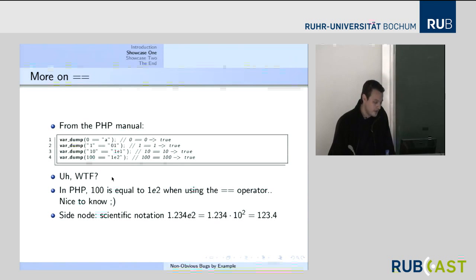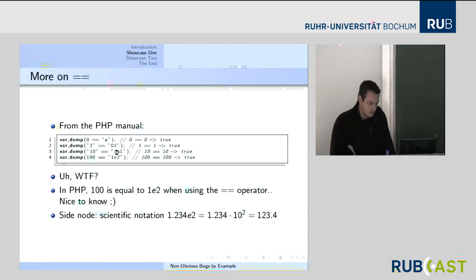And especially interesting is probably this line here, the third one, where it says the string 10 equals the string 1E1. So as most of you probably know, that's scientific notation. Probably I don't need to mention it here. So this is 10, but considering those two strings equal is really interesting.